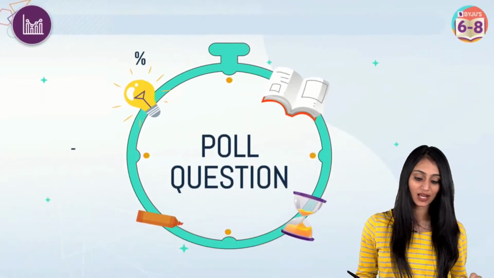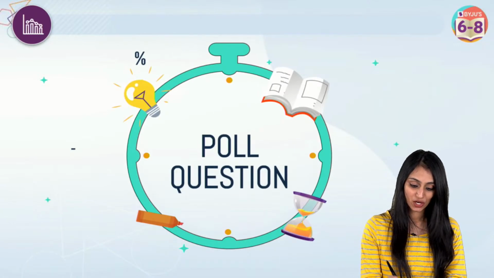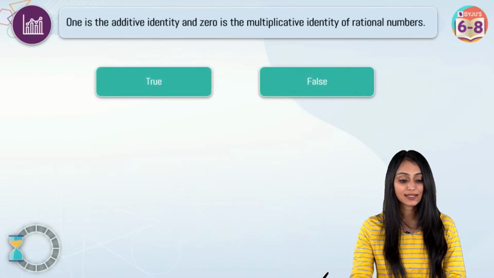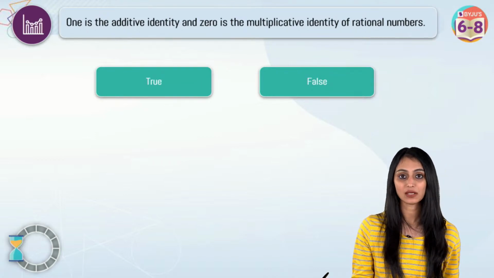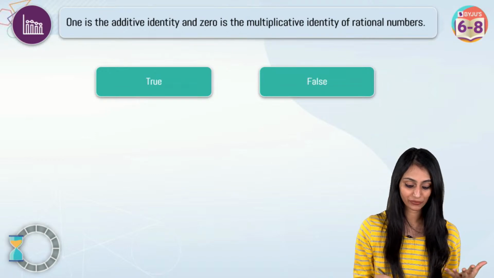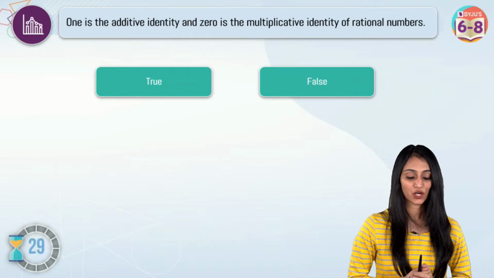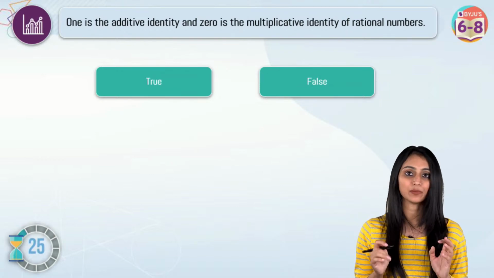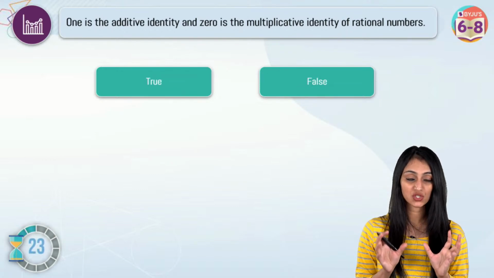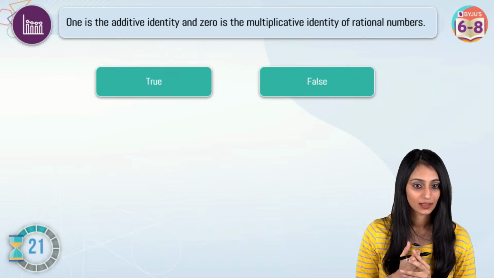Awesome. Let's move ahead. Now we'll have a poll question. The question is, 1 is the additive identity and 0 is the multiplicative identity of rational numbers. Is this statement true or false? You have 30 seconds to answer this question. Quickly. These are the questions which actually check your concept clarity.